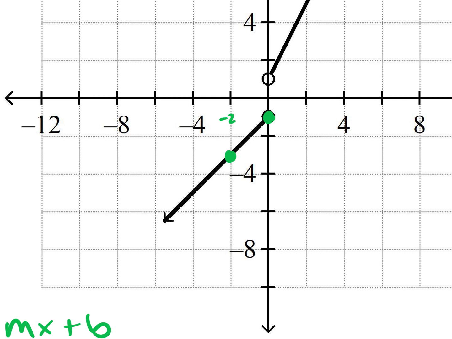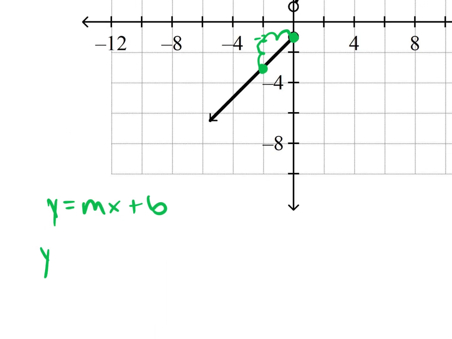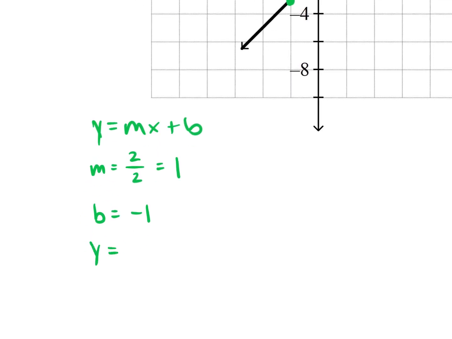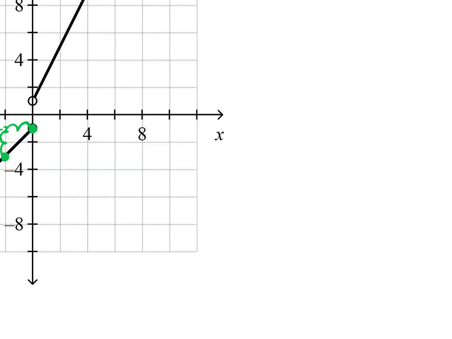So here I would go in between these 2 points. I go up 1, 2. And then I would go to the right 1, 2. So this would be 2 over 2. So my slope would be 2 over 2, which is 1. And then my y-intercept, my b, where do I cross the y-axis? At -1. So when I put this into an equation, I have y equals 1x minus 1. So it's just x minus 1.